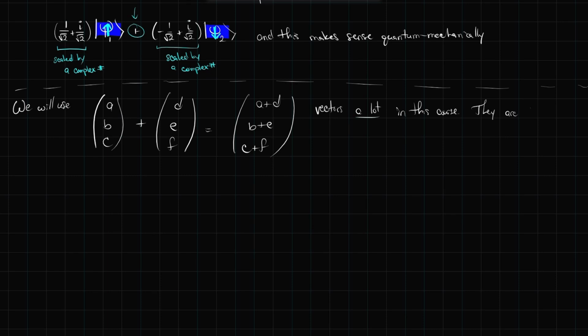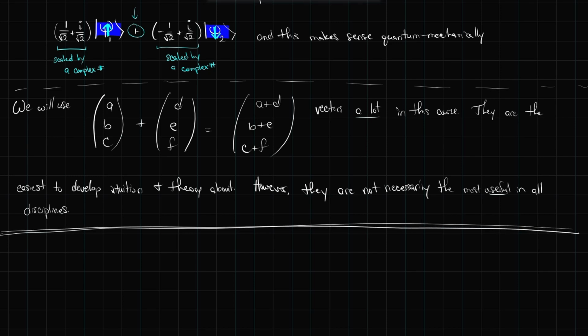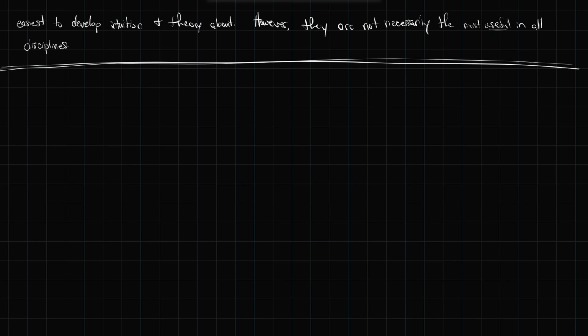They are the easiest to develop intuition and theory about. However, they are not necessarily the most useful in all disciplines. In quantum mechanics and mathematics, these sorts of vectors aren't actually as useful as they are maybe in classical mechanics. So it's just good to keep in mind that there are other vectors out there that don't look like the ones that we will probably be using in this course. With that said, now let's talk about vector spaces.